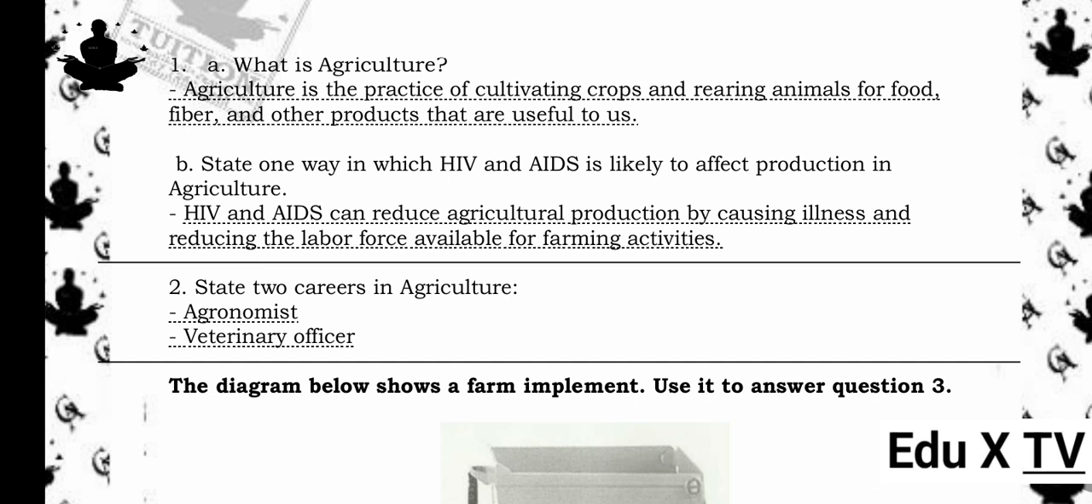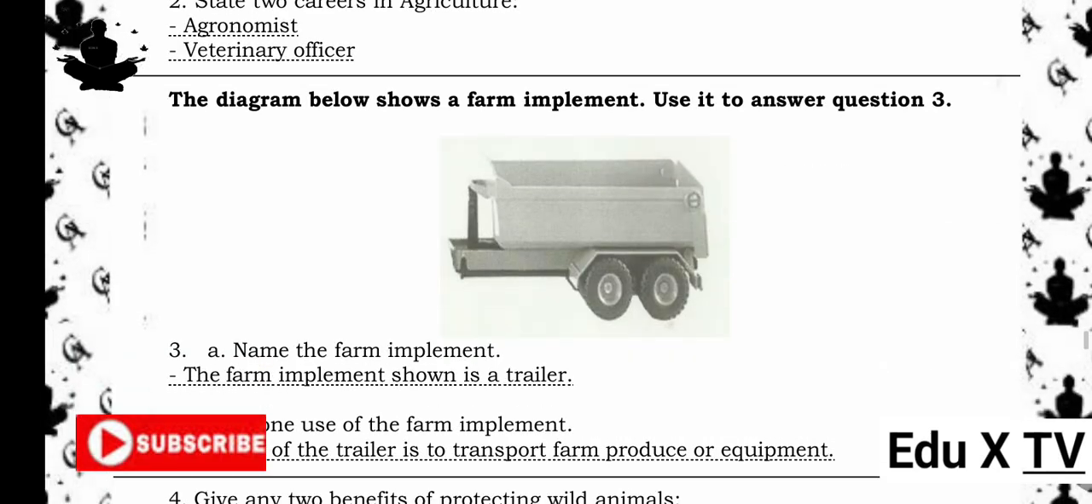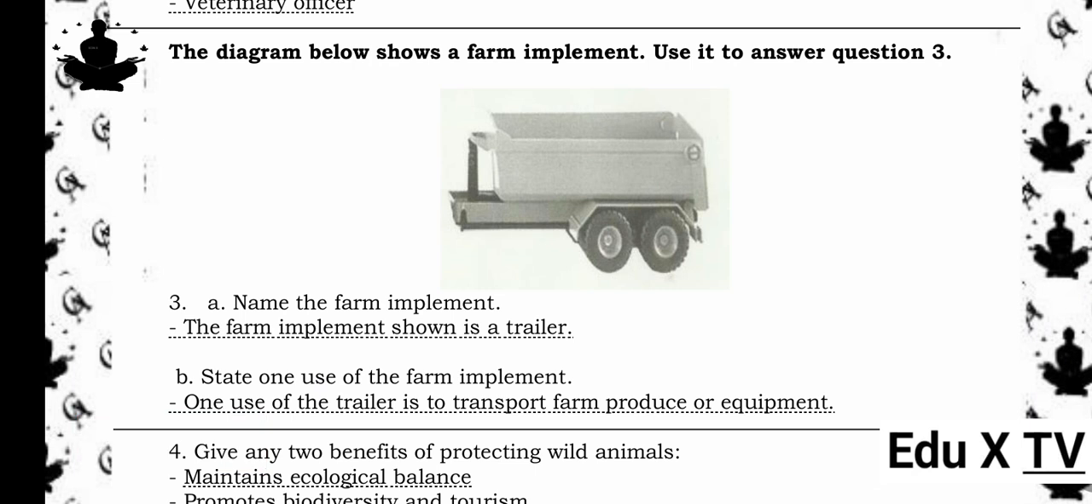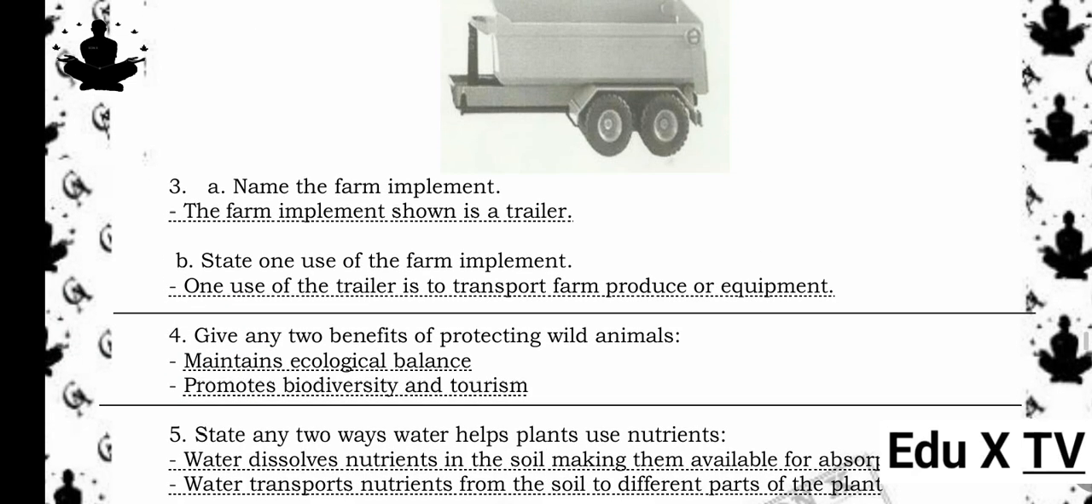2. State two careers in agriculture. Agronomist. Veterinary officer. The diagram below shows a farm implement. Use it to answer question 3. 3. A. Name the farm implement. The farm implement shown is a trailer. B. State one use of the farm implement. One use of the trailer is to transport farm produce or equipment.